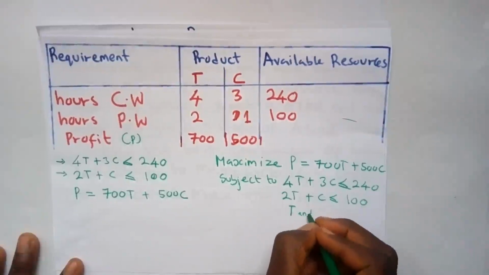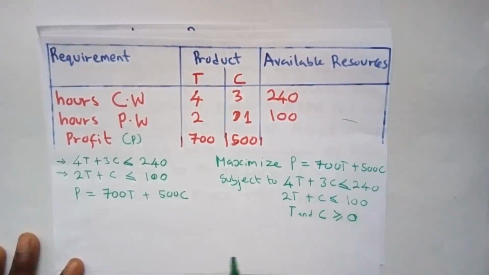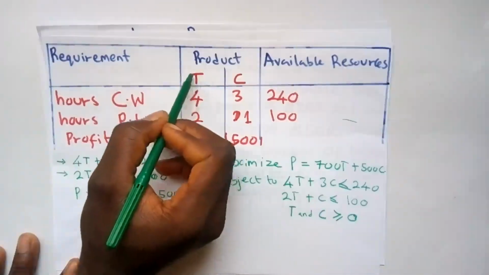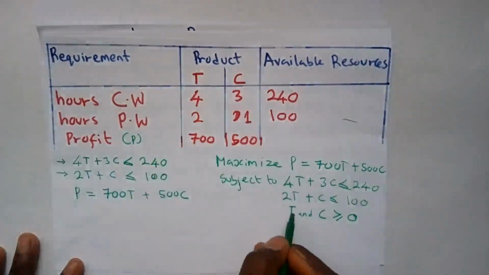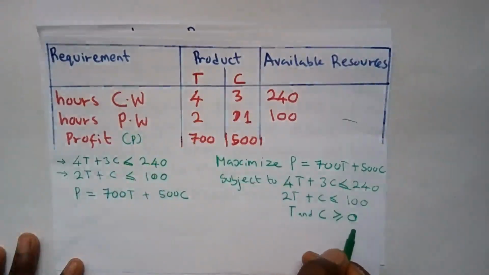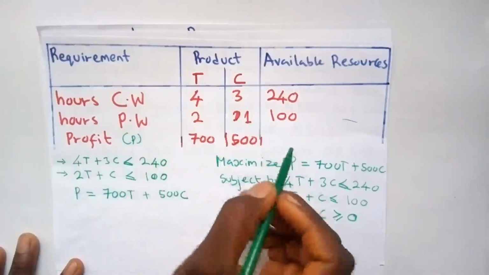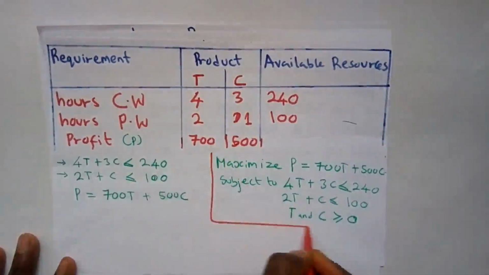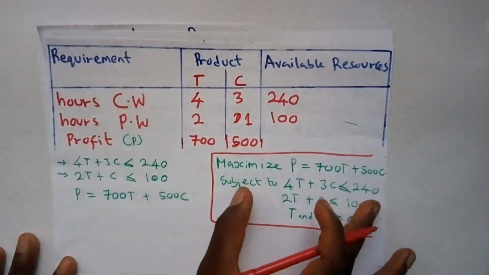T and c must be greater or equal to 0 because the company cannot produce a negative number of tables and the company cannot produce a negative number of chairs. So T and C must be greater or equal to 0. Therefore, tables and chairs produced must be greater or equal to 0. When we now get this, we can now solve this using the graphical method.